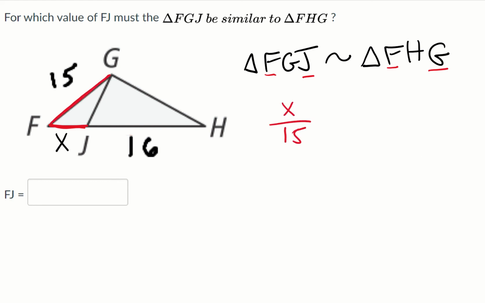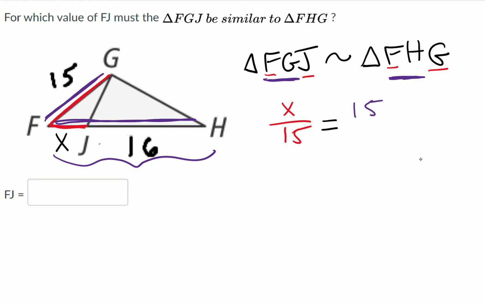So X is to 15 as, and then for the side 15, this 15, which is the 15 for the smaller triangle, and this is FG for the smaller, that corresponds to FH in the bigger triangle. And FH is actually X plus 16, because you had to combine these 2 sides together. So the equation is X is to 15 as 15 is to X plus 16.